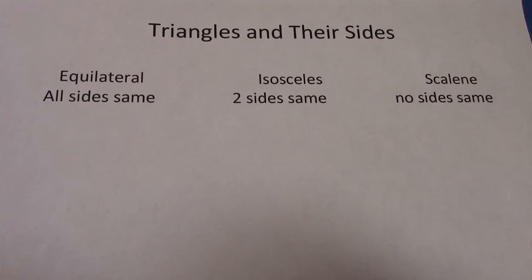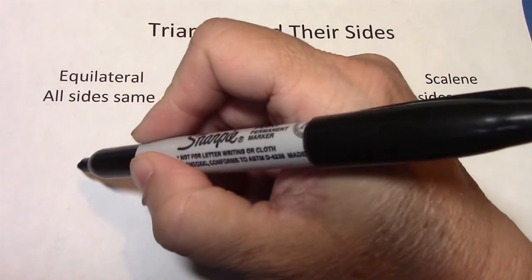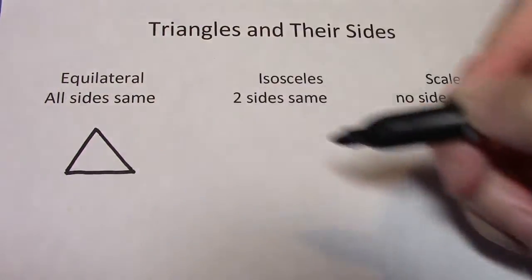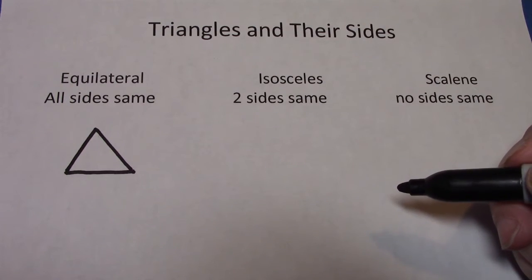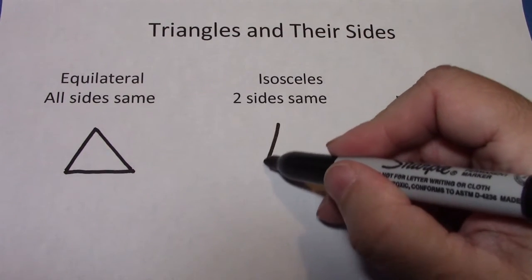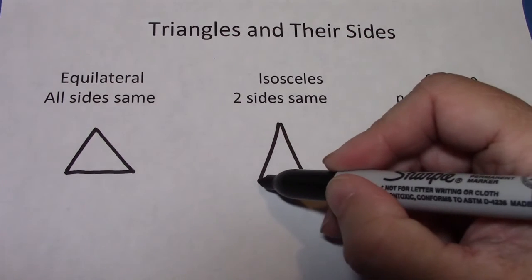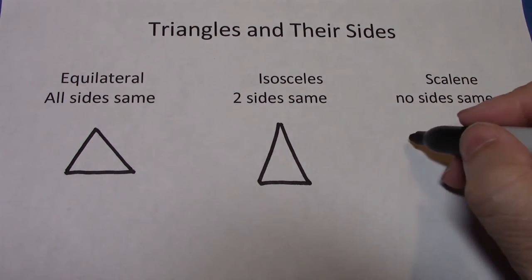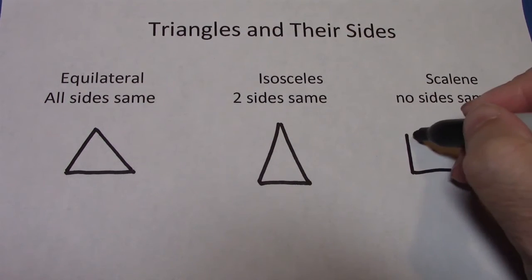Triangles can also be described by the length of their sides. When all three sides of a triangle have the same length, the triangle is called equilateral. That might look like this. An isosceles triangle has two sides the same length and one side different. And a scalene triangle has no sides the same.